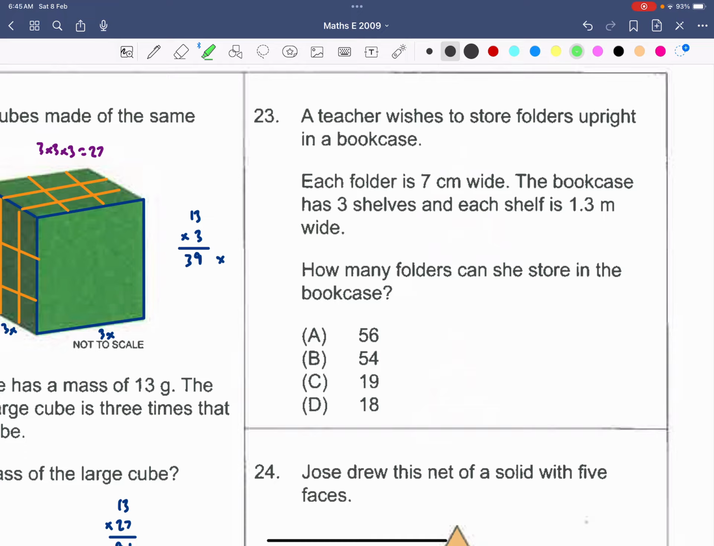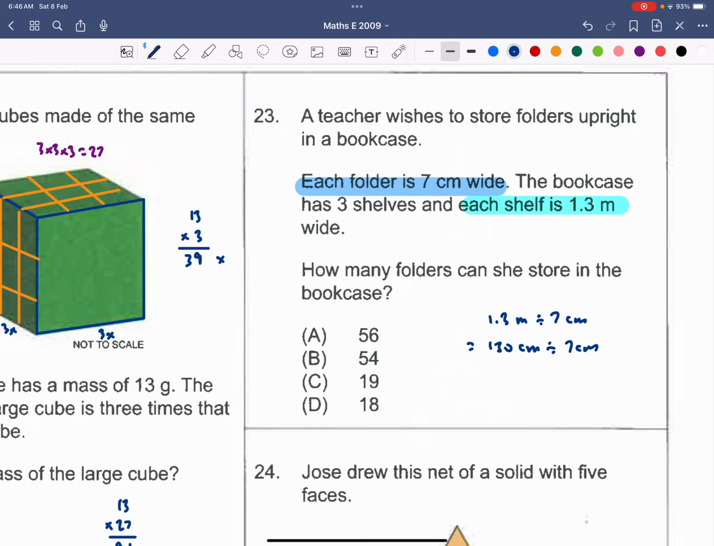So what you have to first ask yourself is that each shelf is 1.3 meters, and each folder is 7 centimeters wide. So how many folders can we put in each shelf? And remember, you can't cut the folders up. That's not allowed. So first we need to do 1.3 meters divided by 7 centimeters. And it's too hard to do that. You need everything in the same units. So first we need to do 130 centimeters divided by 7 centimeters.